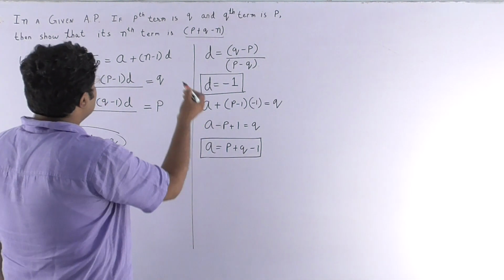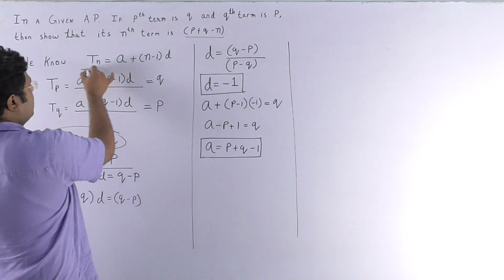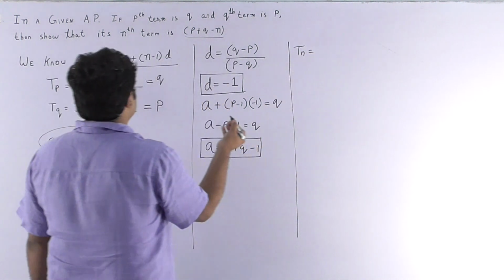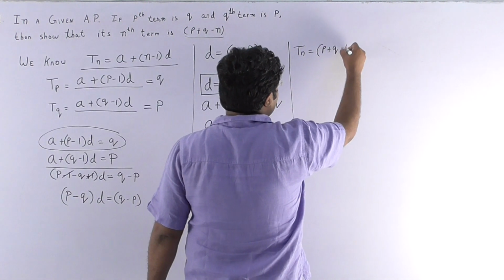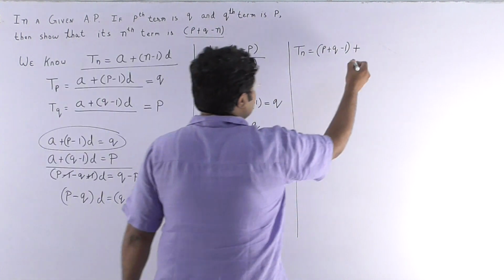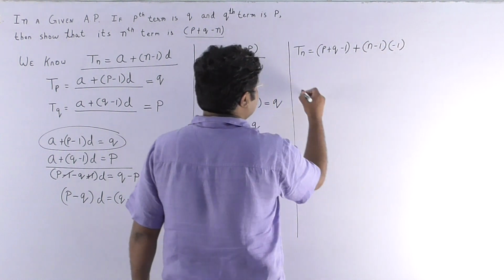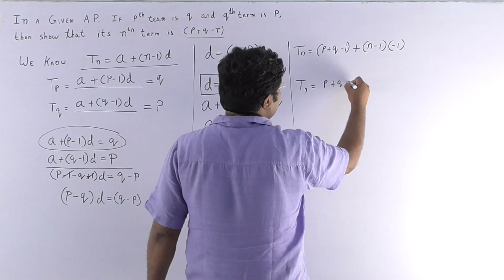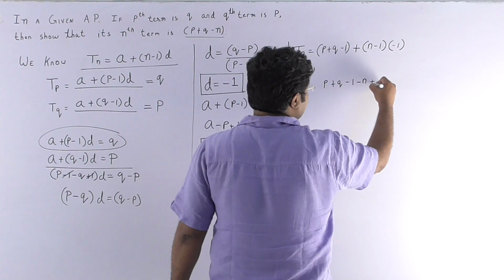Next thing they want us to show is the nth term. So we know the formula for the nth term already. So all you need to do is just put the value of A and D. I put the value of A. A is P plus Q minus 1 plus (N minus 1) into D, which is already minus 1. So the nth term will become P plus Q minus 1 minus N plus 1.